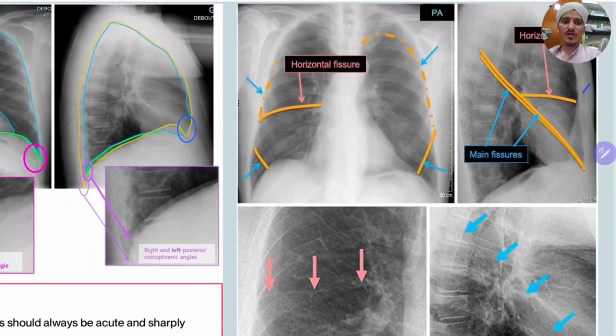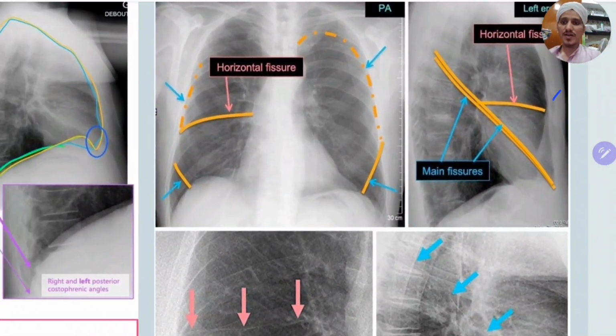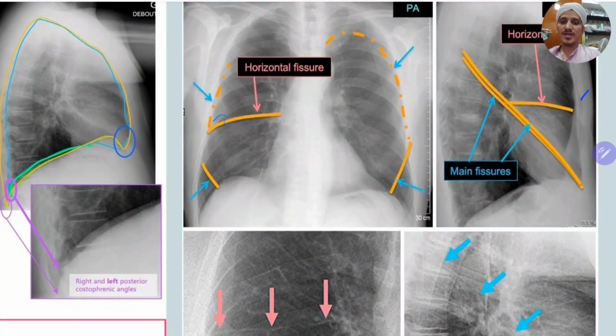So fissures are also very important. Remember the horizontal fissure on the right side; this is the horizontal fissure. It separates the right upper lobe from the middle lobe. And this oblique fissure in the lateral chest X-ray separates the upper lobe and middle lobe from the lower lobe on both sides. So this is the horizontal fissure, this is the oblique fissure, and this will be the horizontal fissure. We will see that in the X-ray now.